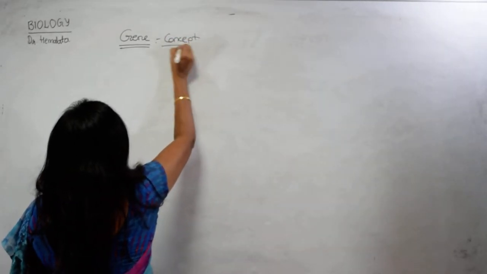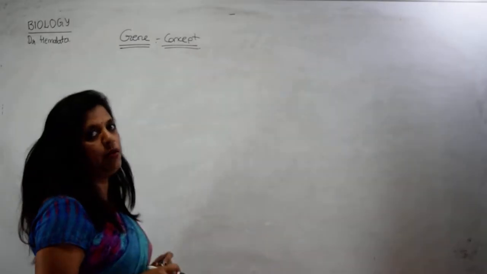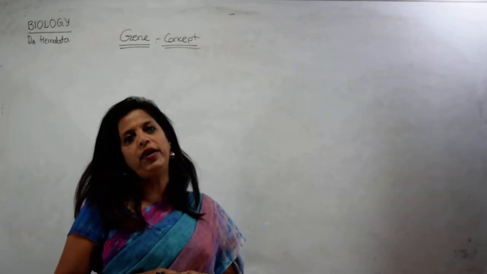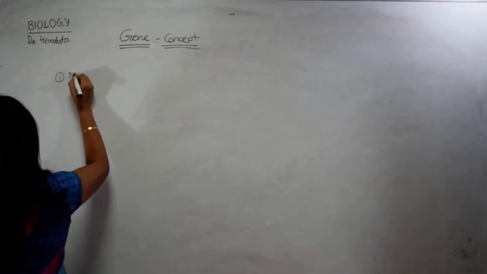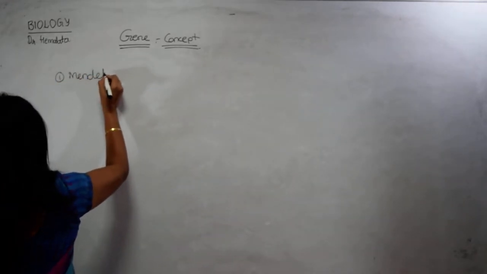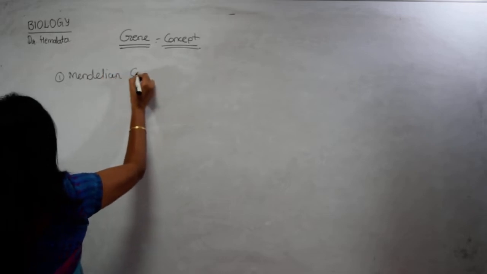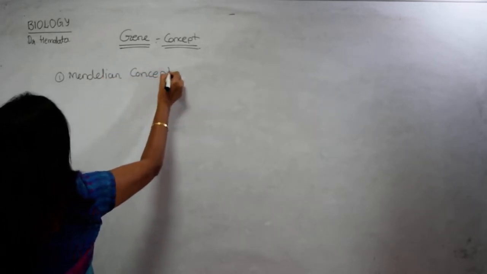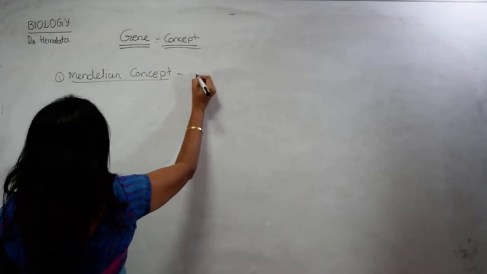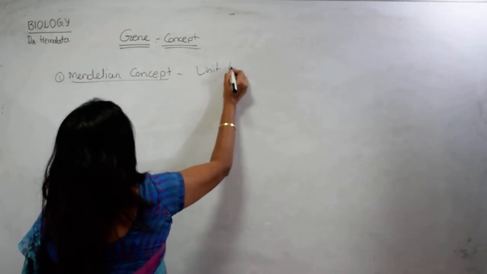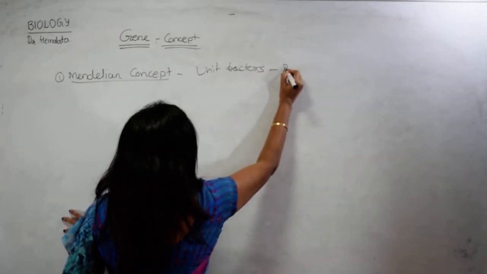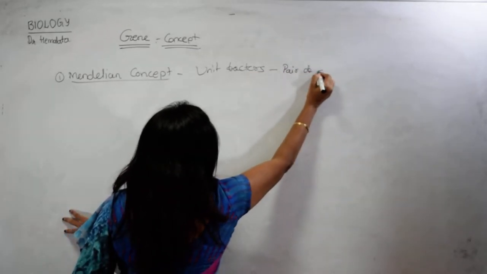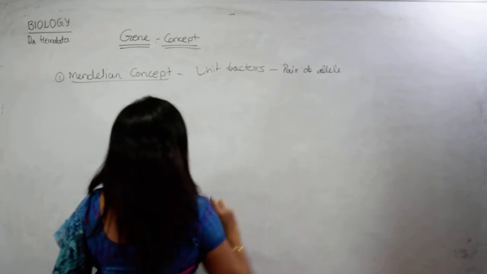What is gene concept? Explain how the concept of gene came into existence and how it went on modifying. The first concept was the Mendelian concept. Mendelian gene concept. According to this, genes are nothing but the unit factors that control the expression of a character, and they have a pair of alleles. This is what Mendel explained, right?